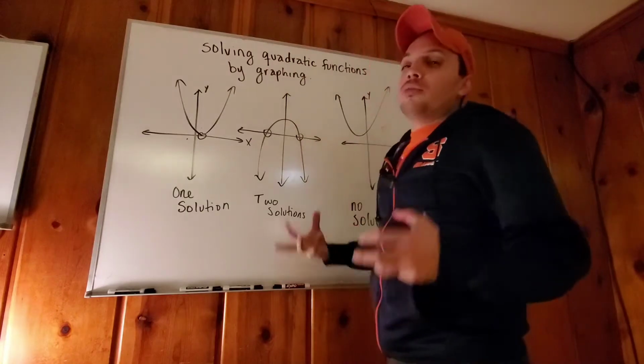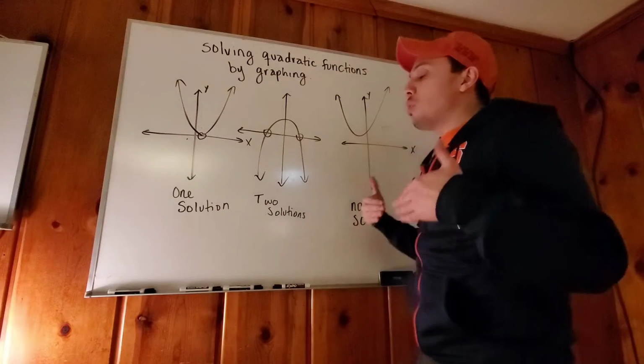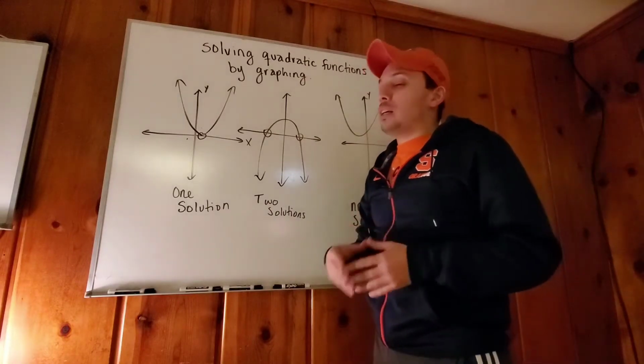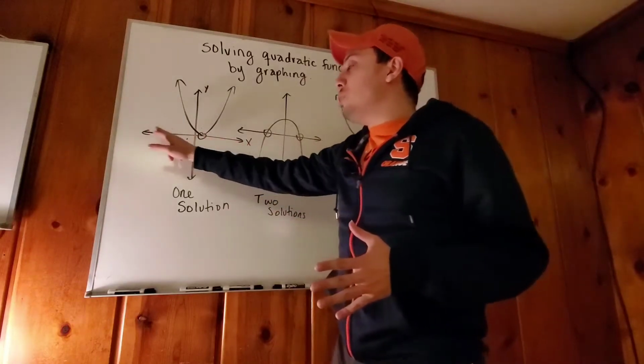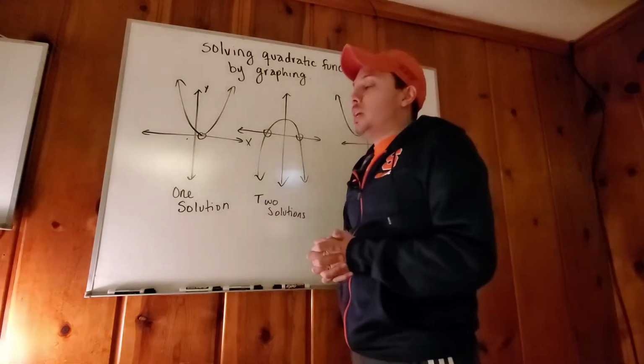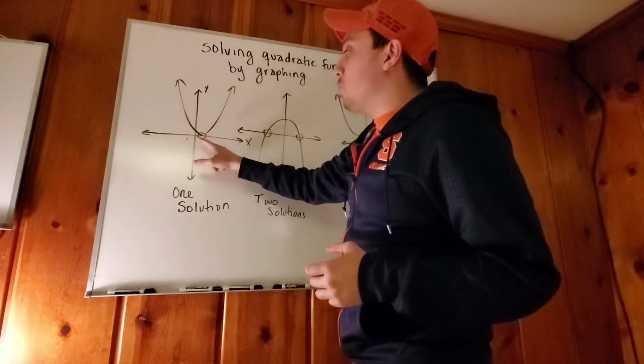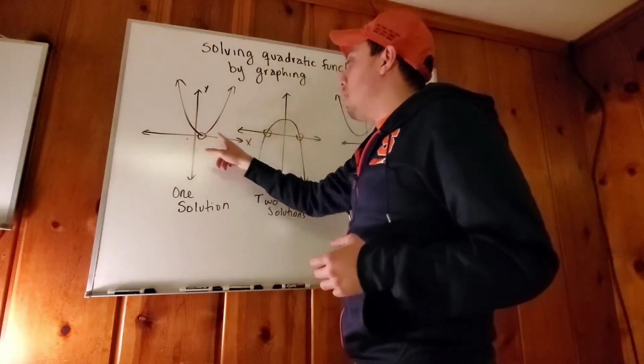All right, so what does solving quadratic functions by graphing mean? So the whole point of solving is the reason we actually taught you how to factor, okay? So the whole reason we actually taught you how to factor and did everything else was to actually find where the zeros or the roots of the quadratic function are. So the roots are where the graph actually crosses the x-axis.